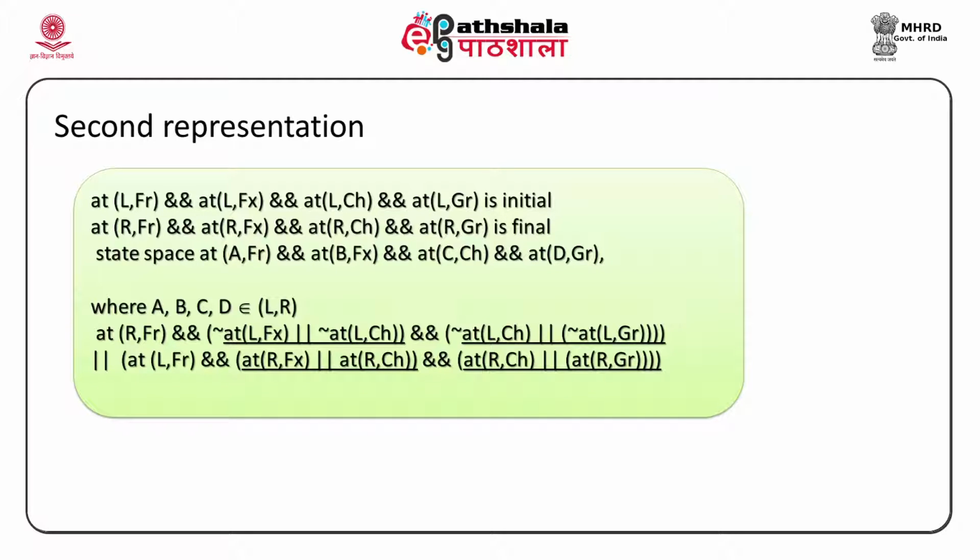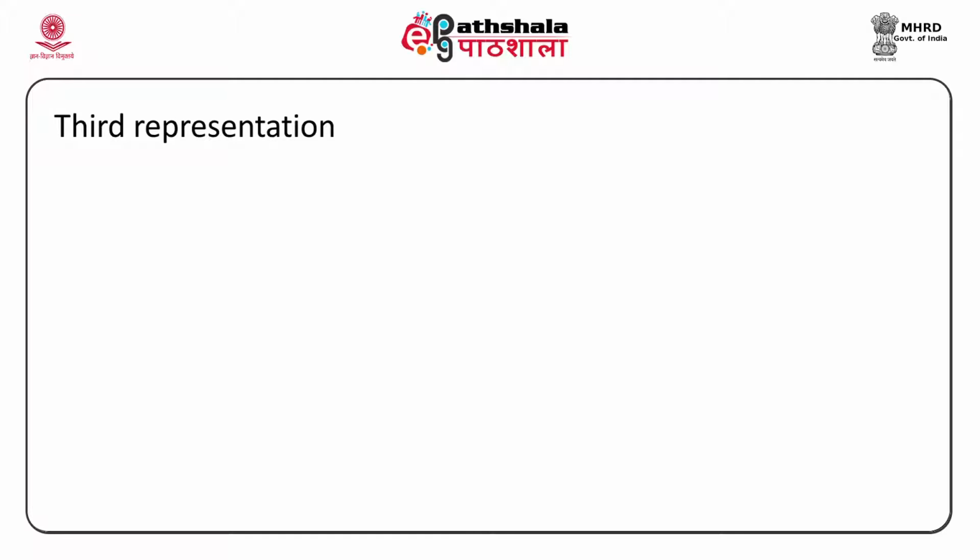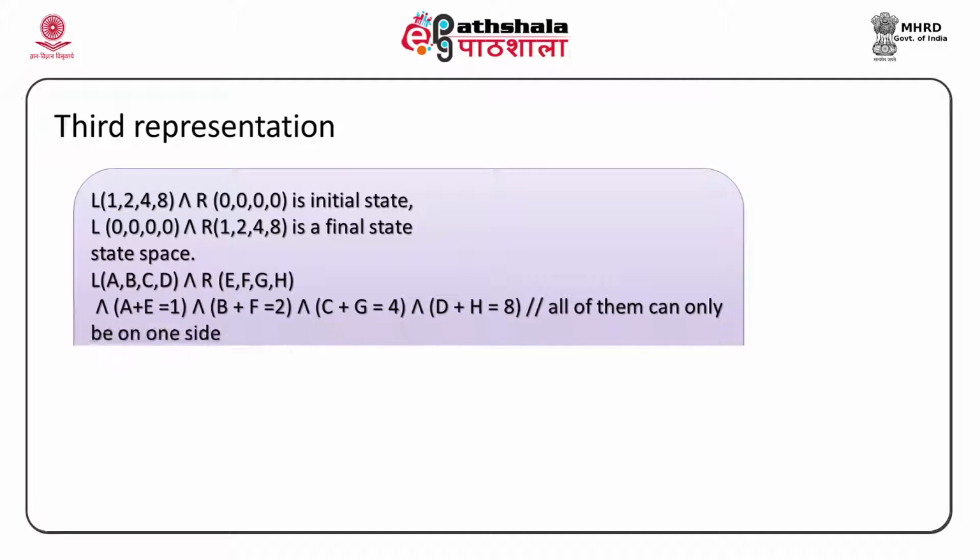Okay, and the second part of it says that if the farmer is on the left hand side, you can't have the same combination on the right hand side. Okay, so that is something which is more readable. Okay, then we can have the third representation. Now this is little more tricky. Now what's tricky about this? Try to see and try to understand.